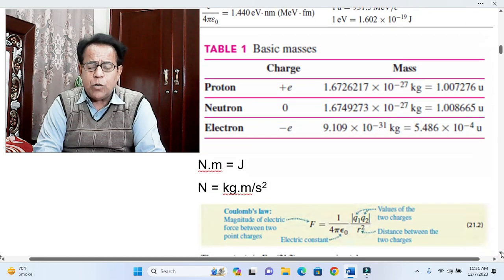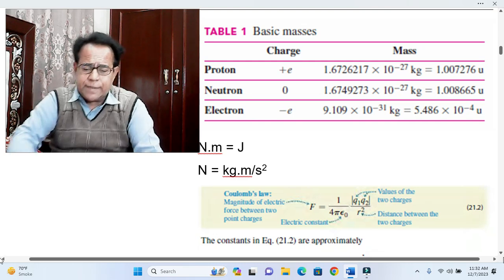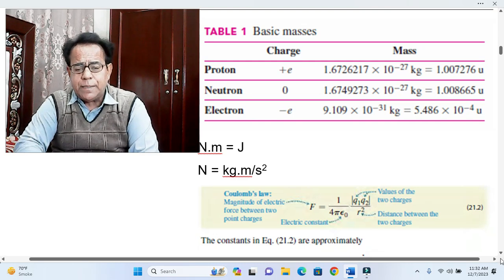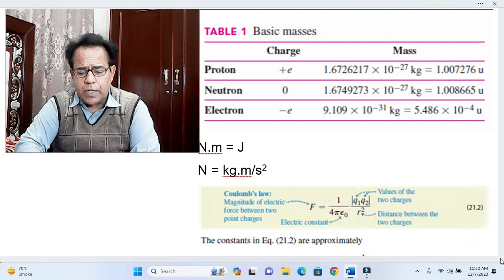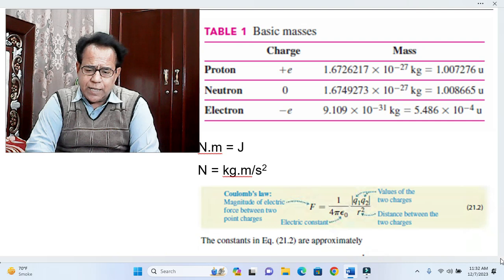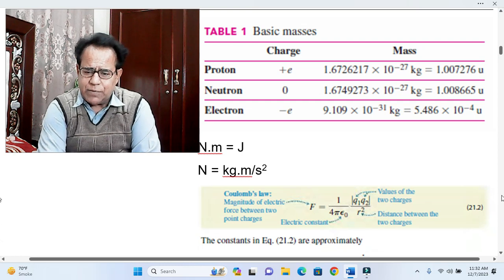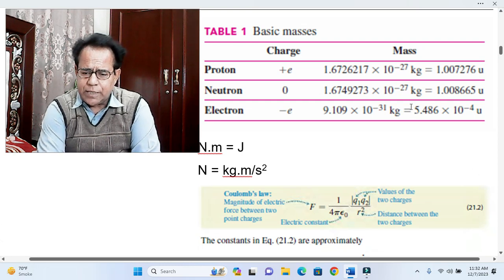Now dear students, we are going to the second snapshot, in which basic masses are discussed: the basic masses of proton, neutron and electron. The charge on the proton is plus e, the charge on the neutron is 0, and the charge on the electron is minus e. Then their masses are given, first in kilograms and then in atomic mass units.